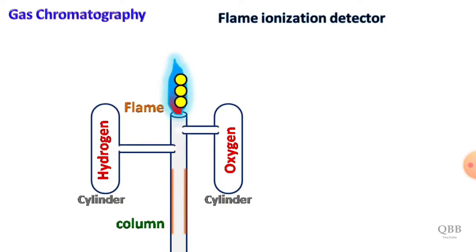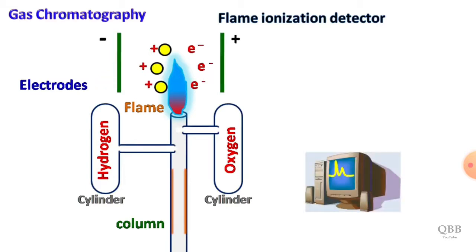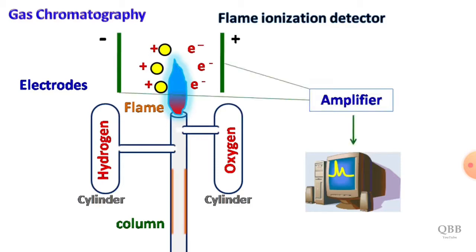When the sample molecules reach the flame, they get ionized and electrons are released across the flame. There are two electrodes, one with positive and one with negative charge. The electrodes detect the electrons generated by the ionization of the sample. Electrons are detected in the form of current, which is amplified and detected by the computer.